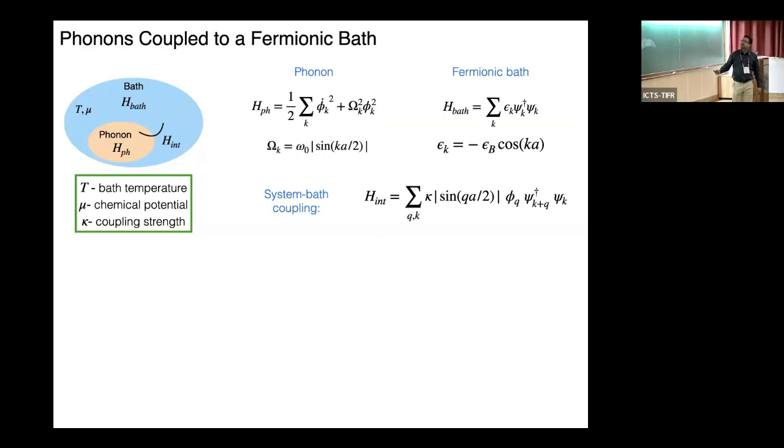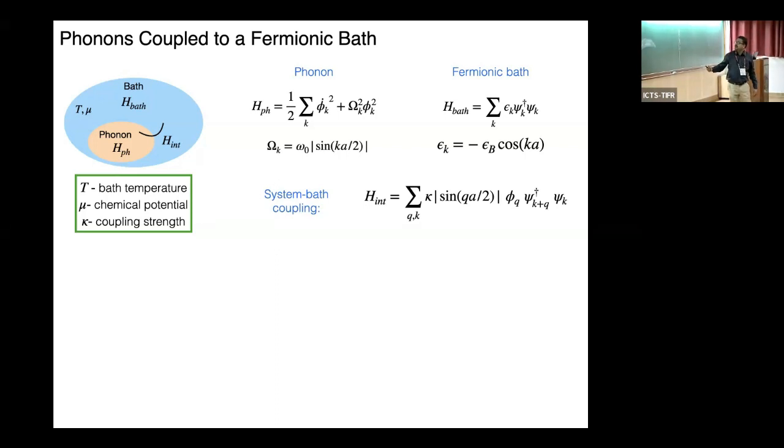These are gapless, at sine k. I'm putting it on a lattice so that it is sine k over 2. And the phonon bandwidth is given by some scale omega naught. Fermions are just hopping on a lattice. So there's a fermion bandwidth, epsilon b.